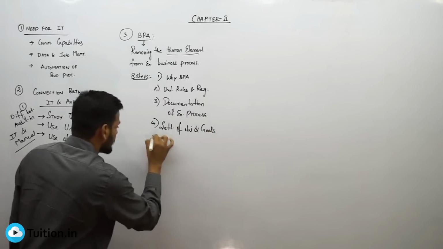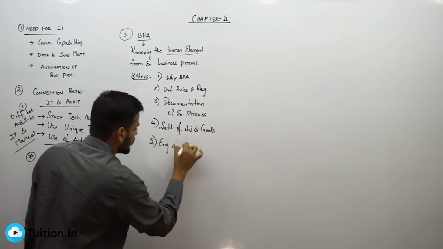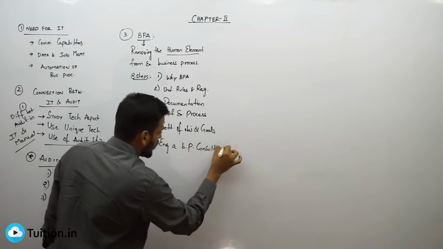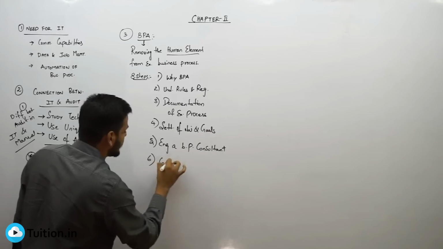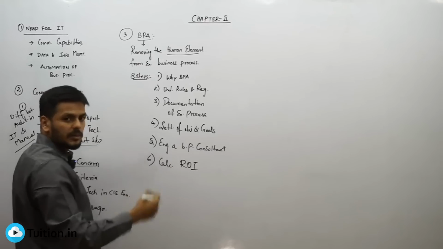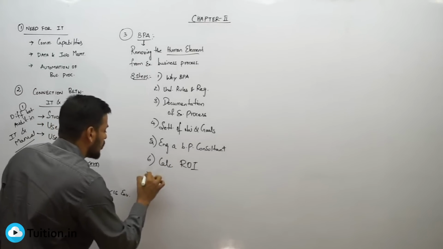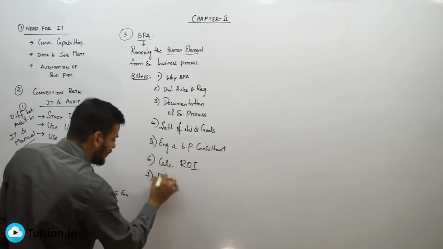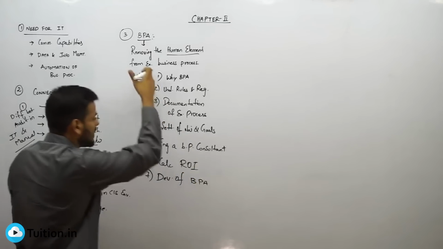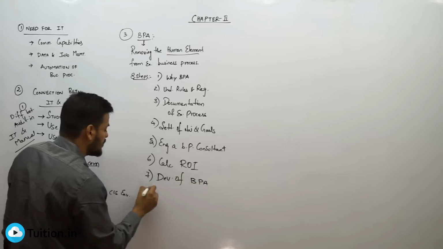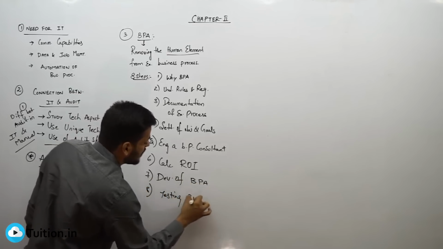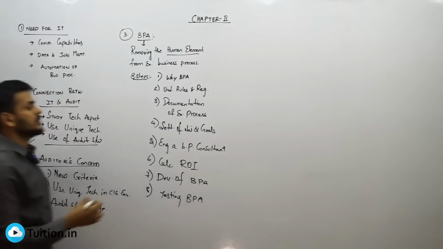Point number 5 talks about engaging a business process consultant. Point number 6 talks about calculating return on investment, or calculating the ROI, which tells you whether the project is feasible or not. Then point number 7 talks about what? Development of BPA. Now, you have to do 6 basic steps, then talk about developing BPA and testing or implementing the BPA. Got it, guys? That's the 8 points.